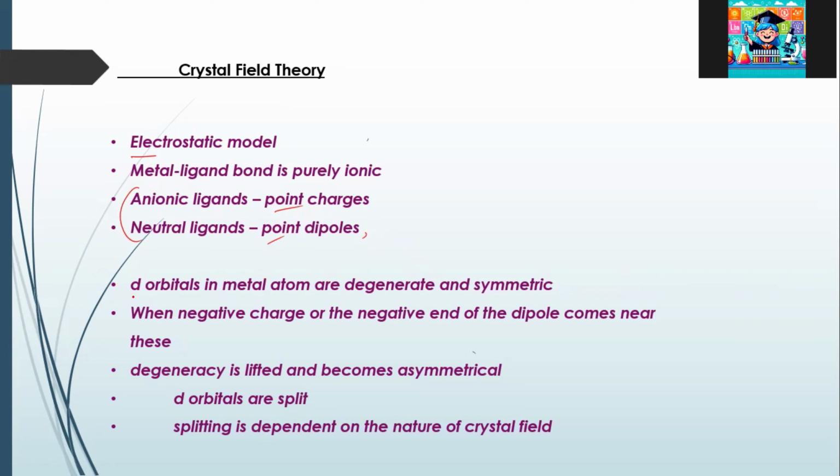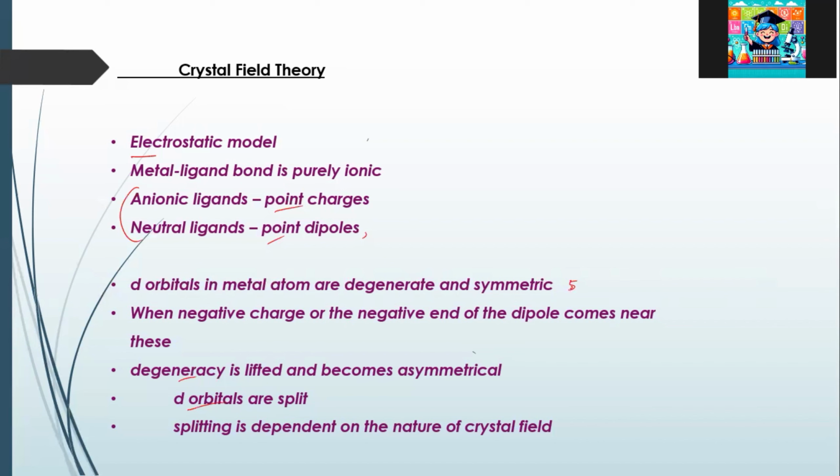And coming to the metals, metals have d orbitals in them, which take part in the bonding. And these 5 d orbitals are degenerate. They have the same energy. And when the negative charge or the negative end of the dipole from the ligands comes near this metal, the d orbitals' degeneracy is lost. Their energy will no longer be the same. In other words, we can say these d orbitals are split. And the splitting is dependent on the nature of the crystal field.